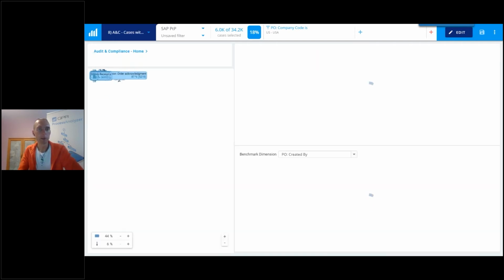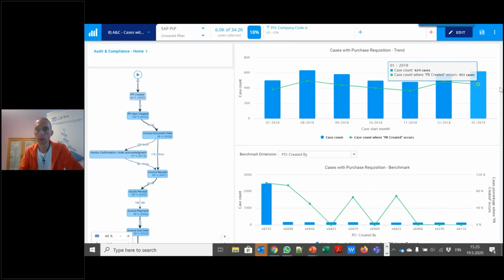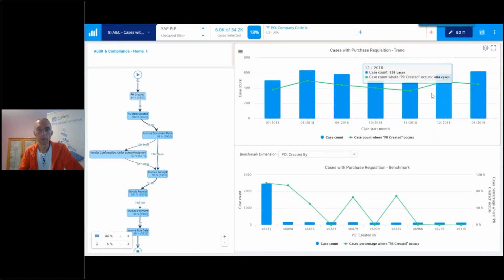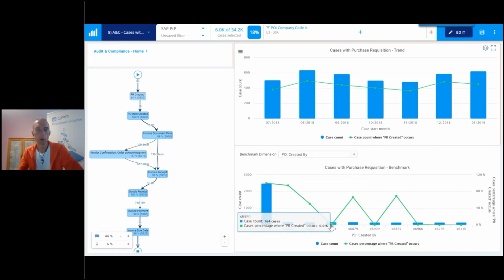The other example here is the purchase requisition, whether it's being created or not in the process. And we see a trend line here showing how many cases are having the problem. And then here we see that in percentage wise, there are some of the users who always have a purchase requisition, which is a good thing. You have made a purchase requisition, and then some of the users never have a purchase requisition. So again, substantial differences within the users.